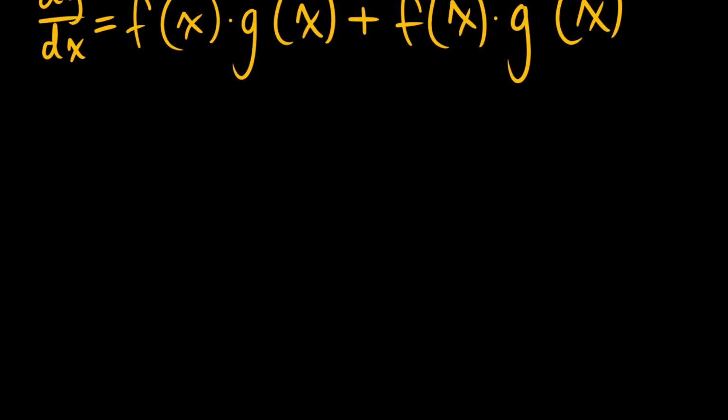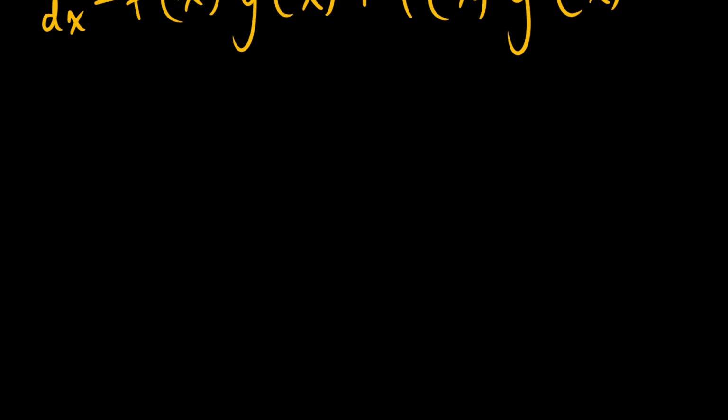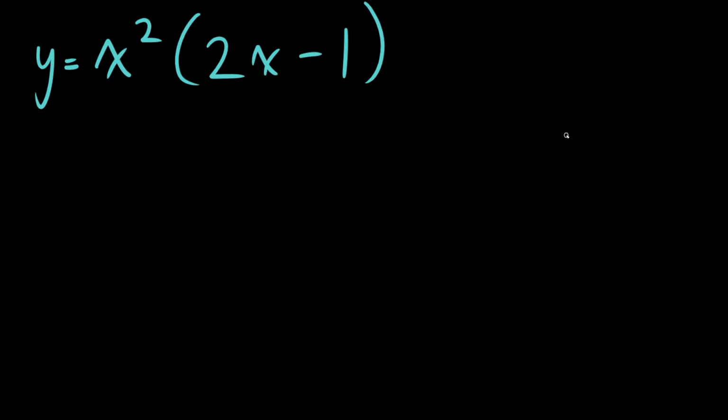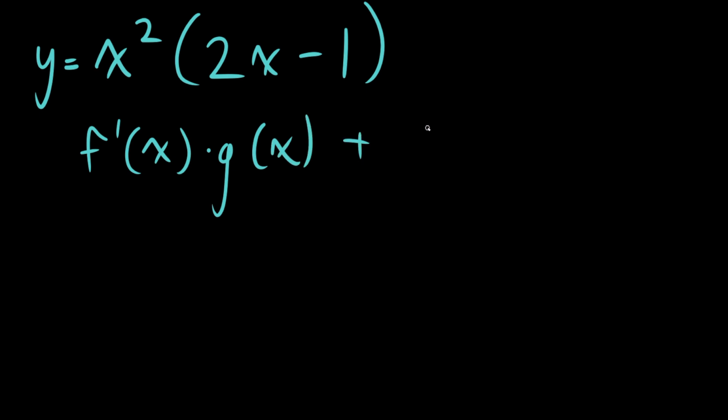So let's try an example. Let's say you have y equals x squared times 2x minus 1. You could just expand this through and probably have an easier time using the power rule, but for the sake of using this as an example, I'm going to use the product rule. So first we have, if you remember, this times this plus this times this.